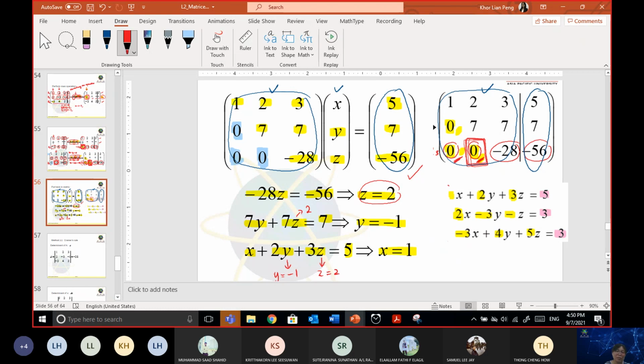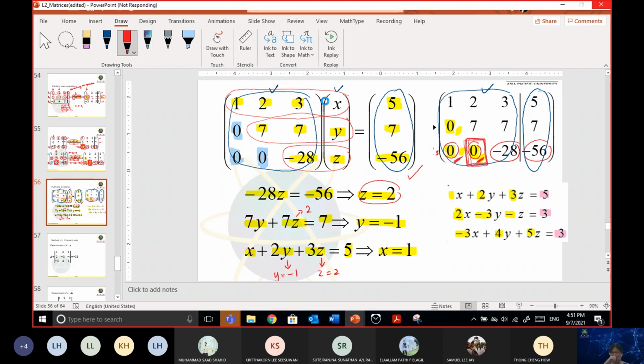Then we start to solve from the third row because we have one unknown. We can solve for z. Then with the z value we obtain, we can solve for y in the second row. Then with the z and y we obtained earlier, we can solve the first row for the value of x. So we get the values of x, y, z. Okay, this is the Gaussian elimination method. Understand?